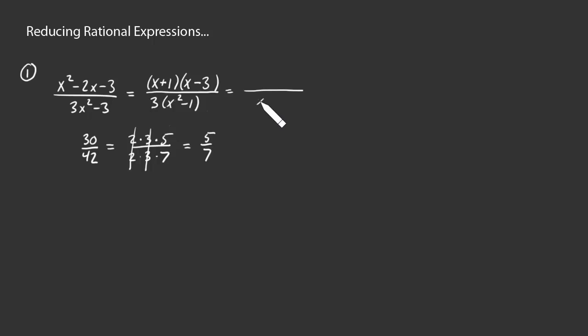So I can write this as the sum of x and 1 times the difference of x and 1. Don't forget our 3's coming along for the ride. Don't forget we have an x plus 1 and an x minus 3 up top.